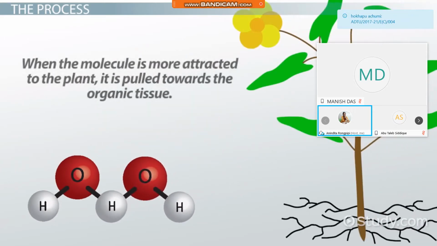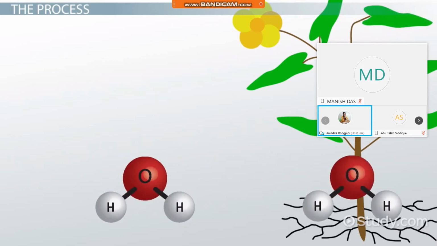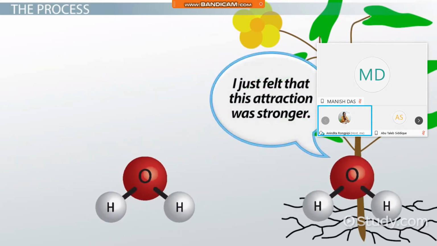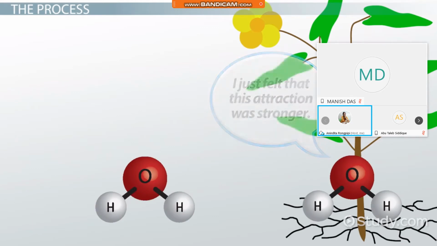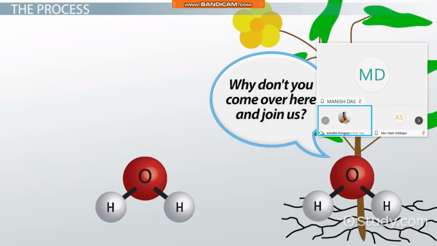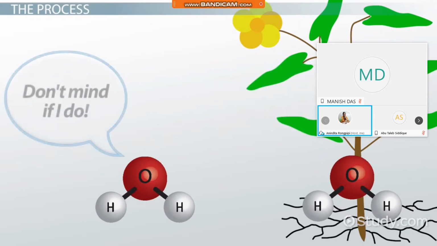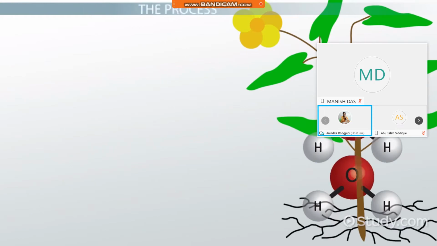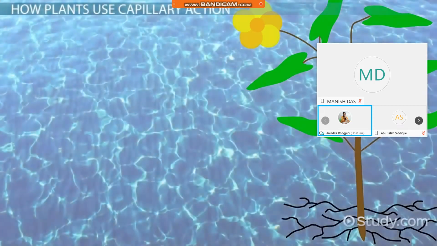When the molecule is more attracted to the plant, it is pulled toward the organic tissue. Although the attraction is stronger to the tissue, the water molecule still wants to bring its buddies. Therefore, the first water molecule still attaches itself to the plant tissue, and it also brings along water molecule number 2. Plants need water to grow.